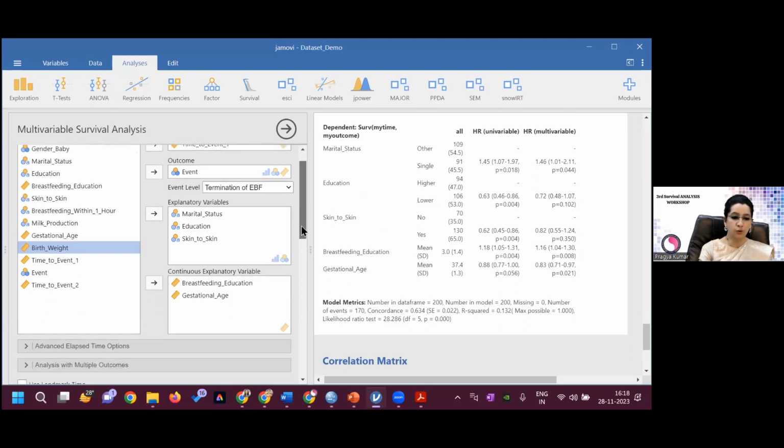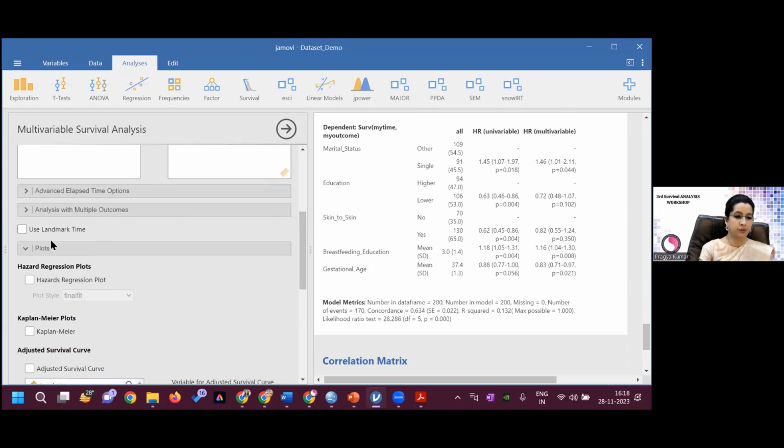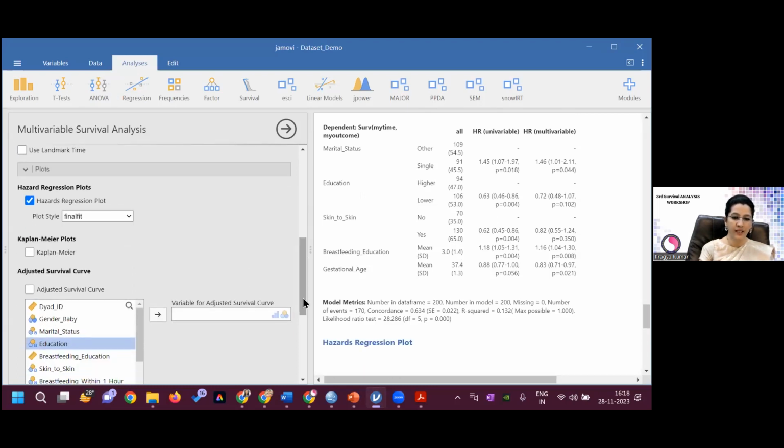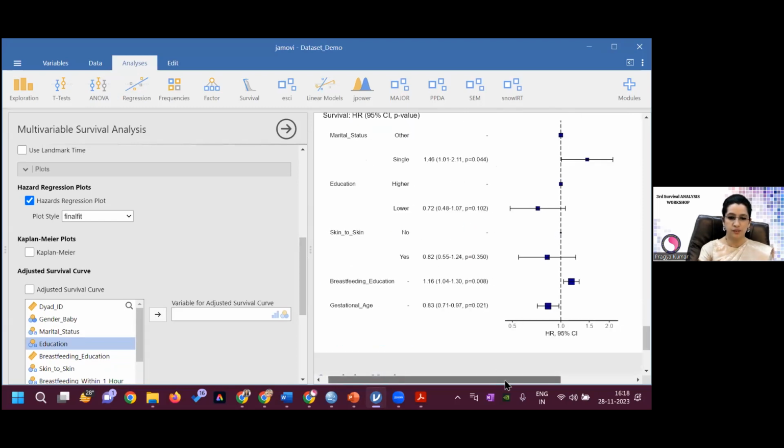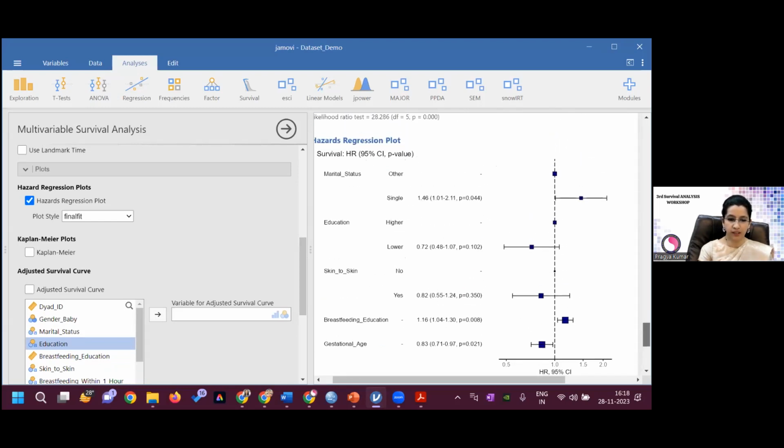Now I have not told you many other options here. So here there's a plot. If you click this, you can see that it gives a plot like this. It gives you all the variables with the confidence interval, a hazard regression plot. So you can copy paste this in your result section. This is also one way of expression.